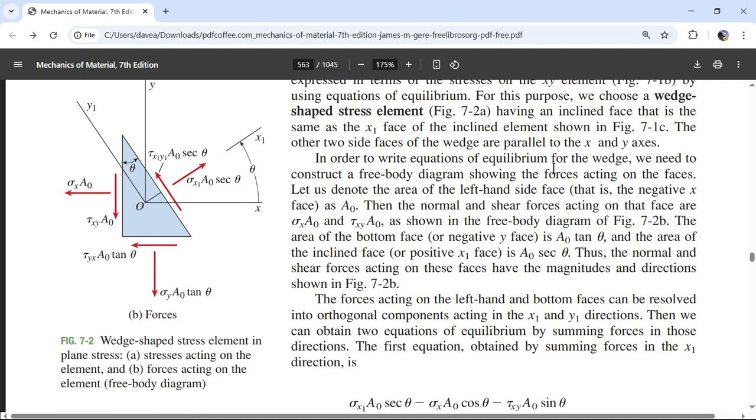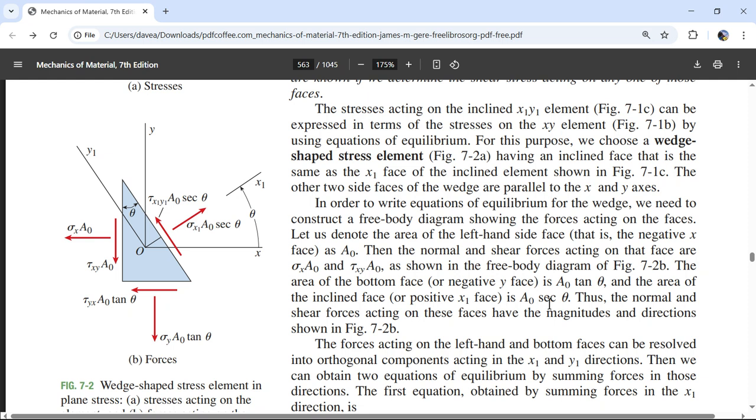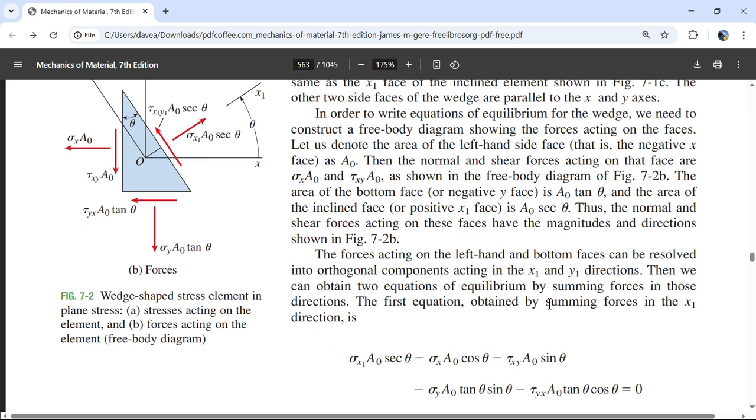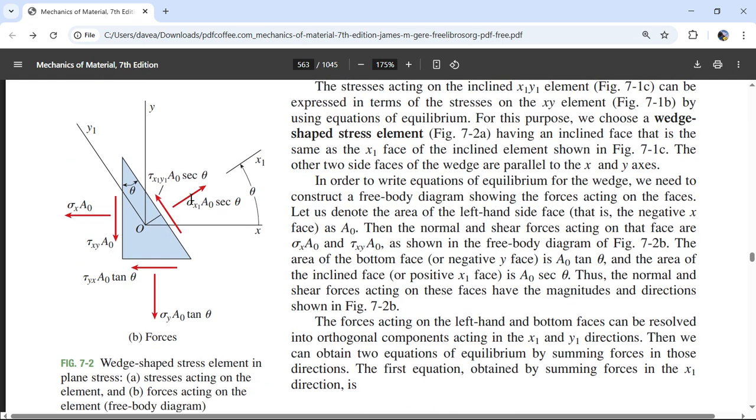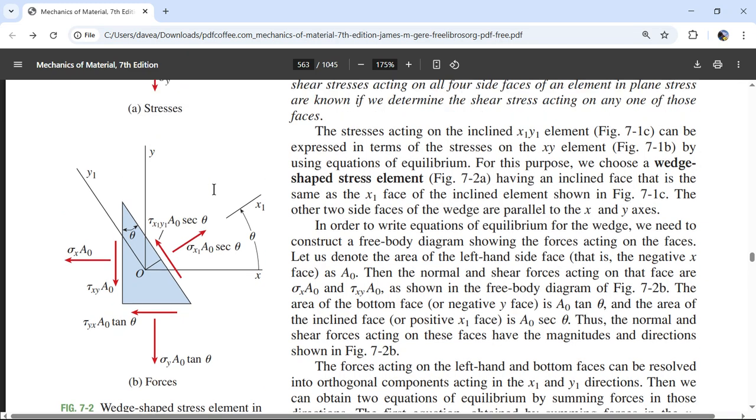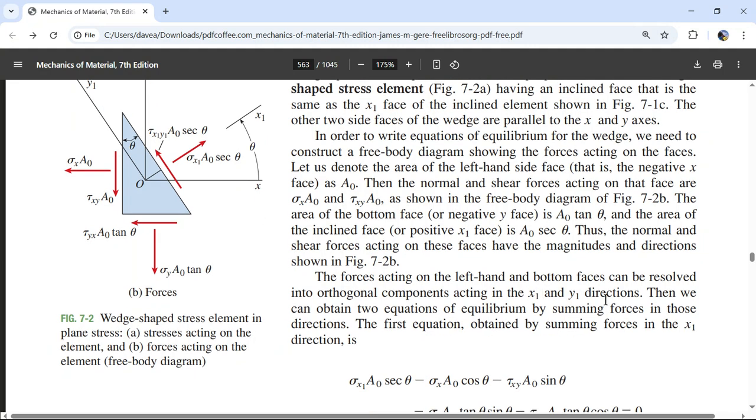Anytime they get technical in a textbook, you know what I mean, go to the figure. So the forces acting on the left hand and bottom faces can be resolved into orthogonal components acting in the x1 and y1 directions. Whoa, whoa. The forces acting on the left hand and bottom faces. All right, I don't see what they're talking about. I thought they were talking about these two. I think they're talking, if they're saying the x1 and y1 direction.